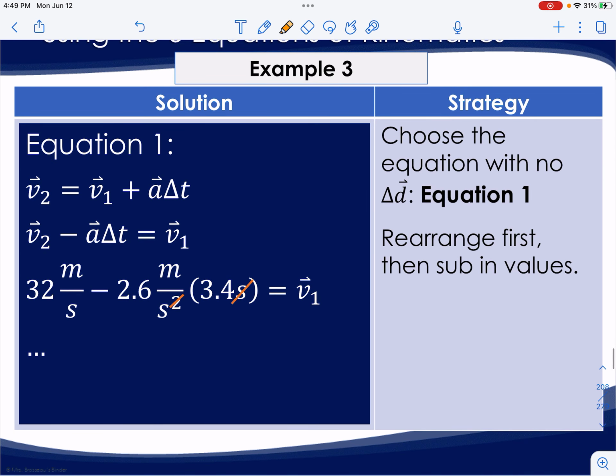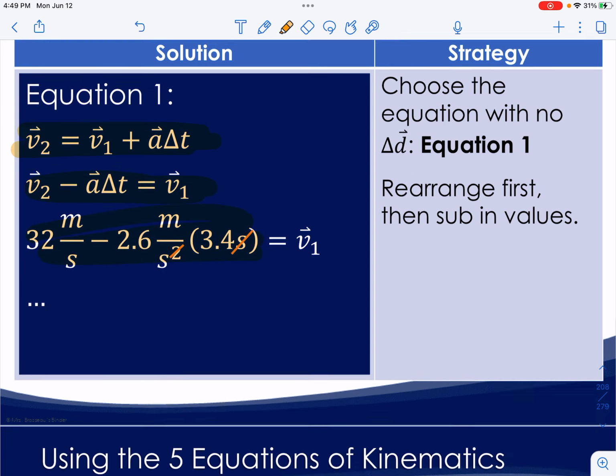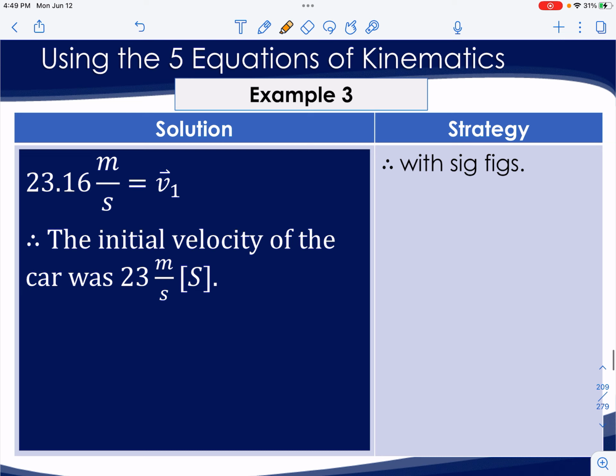And so here we can use this equation. We can rearrange it to solve for V1. You plug it in, and you get the answer of 23.16 meters per second. The initial velocity of the car was 23 meters per second south.